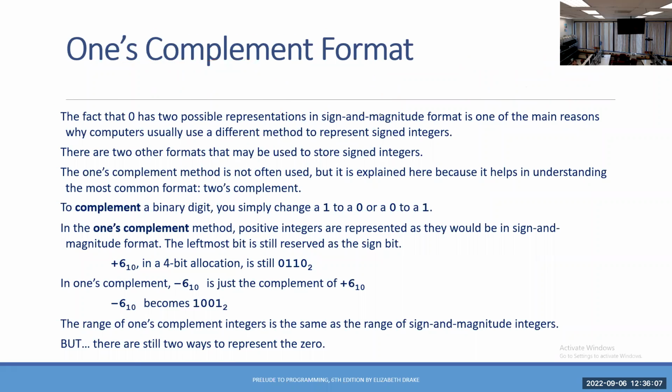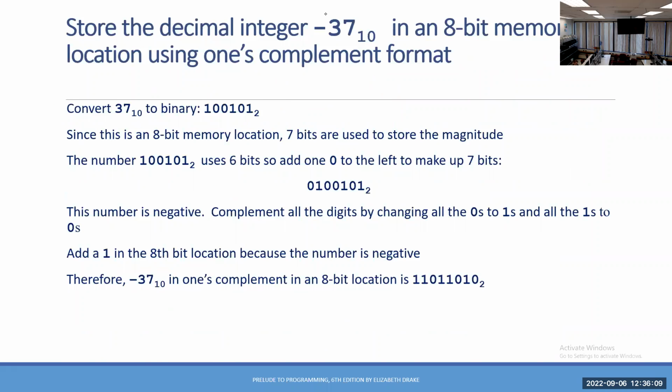So see, if you want to convert the positive 37 here into binary, and this is an 8-bit location, you see, you need the left-most bit here to be 0. You just convert it normally and add 0 here. But if you want to convert negative 33 here, you see, for this one you have to put the number 1 here.